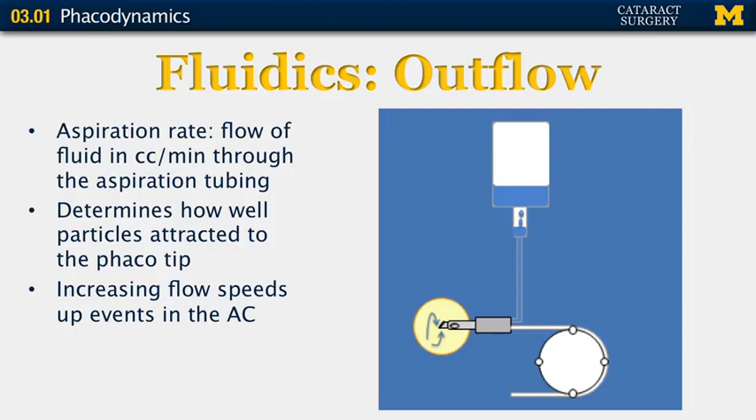The aspiration flow rate, or just the flow rate, determines how well particles are attracted and how quickly they're attracted to the phaco tip. So if we increase the flow rate, then we increase the speed of events that are happening in the anterior chamber of the eye. Events will happen more quickly, and fragments will be drawn to the phaco handpiece with more speed. That's what's governed by the aspiration flow rate.